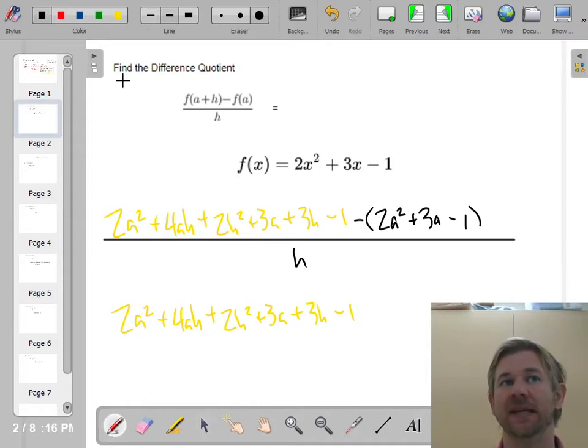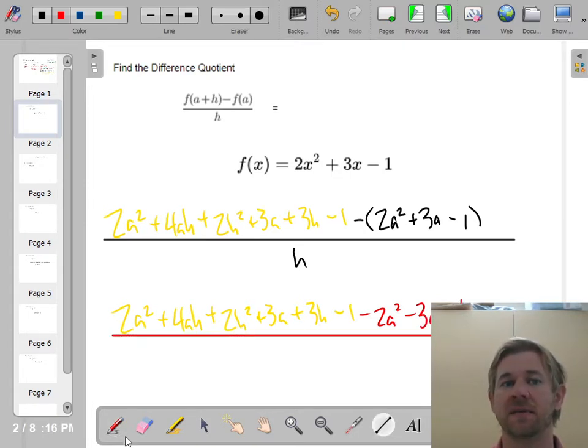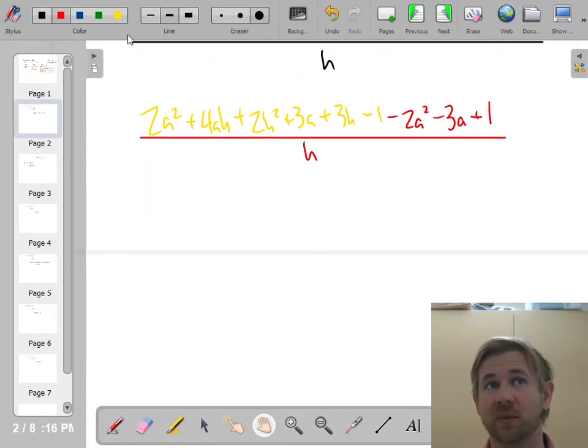But now it's going to be minus 2a squared minus 3a plus 1. And now I still have this big denominator with h. If you're doing it right, you should notice that some stuff is going to cancel out. And we'll see what happens now.